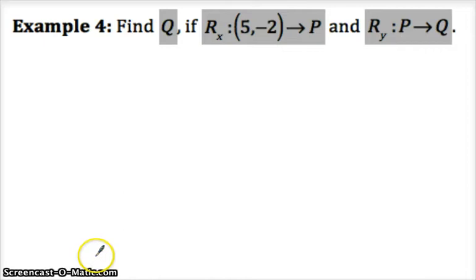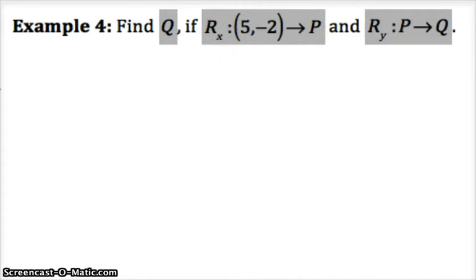All right, find point Q if the reflection over line, oh, that's the x-axis. Oh, I've been using x-axis. I believe this means the same thing as x-axis. If I reflect 5, negative 2 over the x-axis, it turns into P. And then when I reflect that point over the y-axis, it goes to Q. I could do this with pictures. Actually, you could do it without.